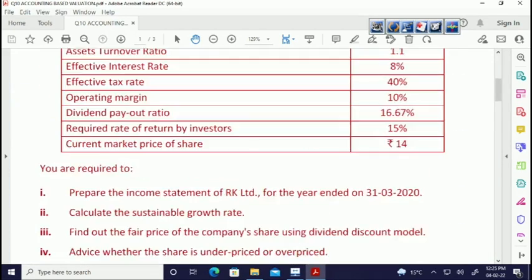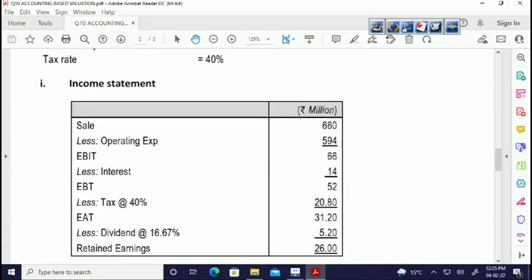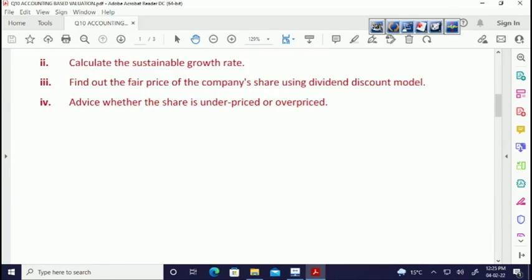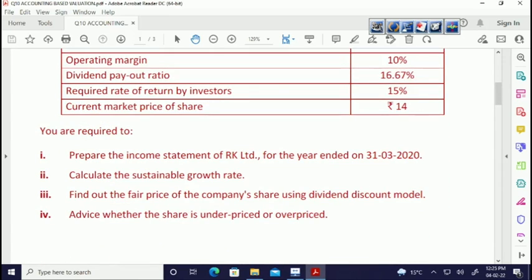And what is the net worth? The net worth, if you see, is share capital 100, reserves 300, so 400. So the PAT is 31.2 and net worth is 400. 31.2 by 400, ROE in percentage, is 7.8%. So ROE is 7.8% and retention ratio is 83.33%. So G equal to B into R, 0.8333 into 7.8 comes to 6.5%. Sustainable growth rate is 6.5%. Next, find out the fair price of the share using DDM.